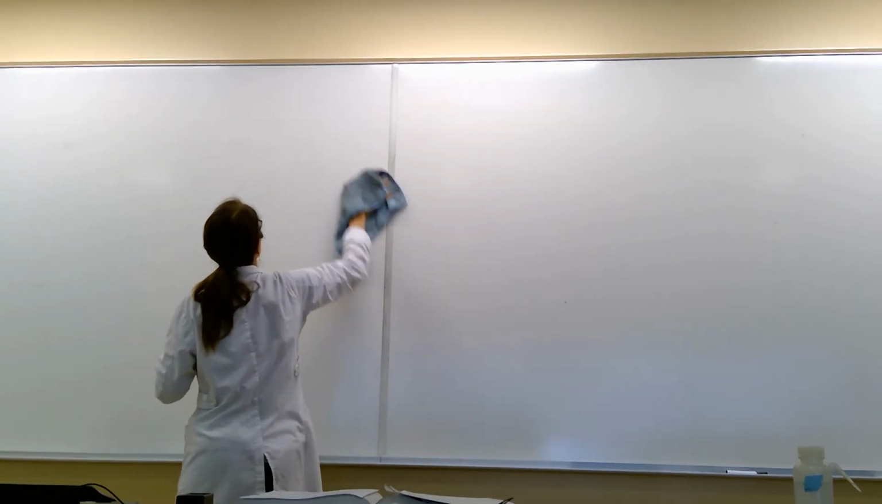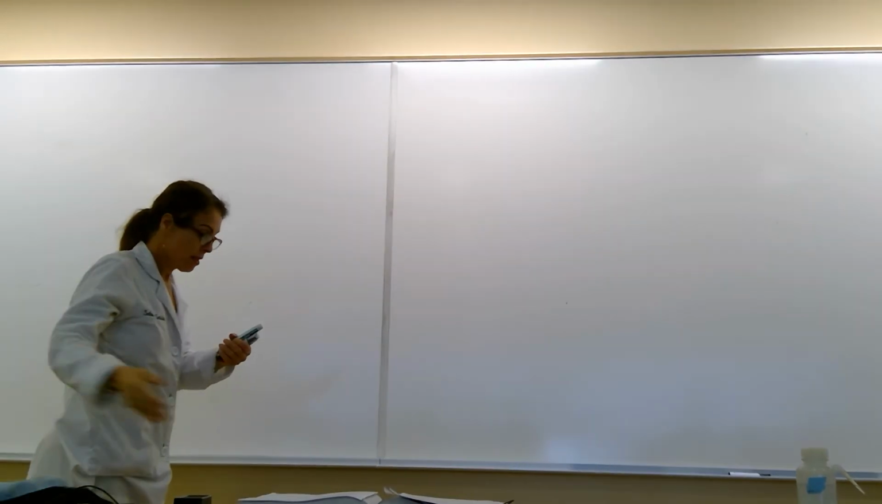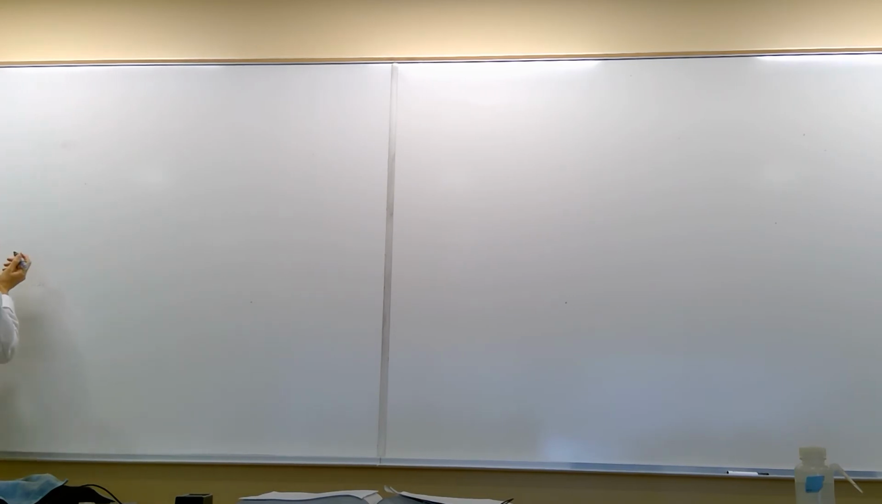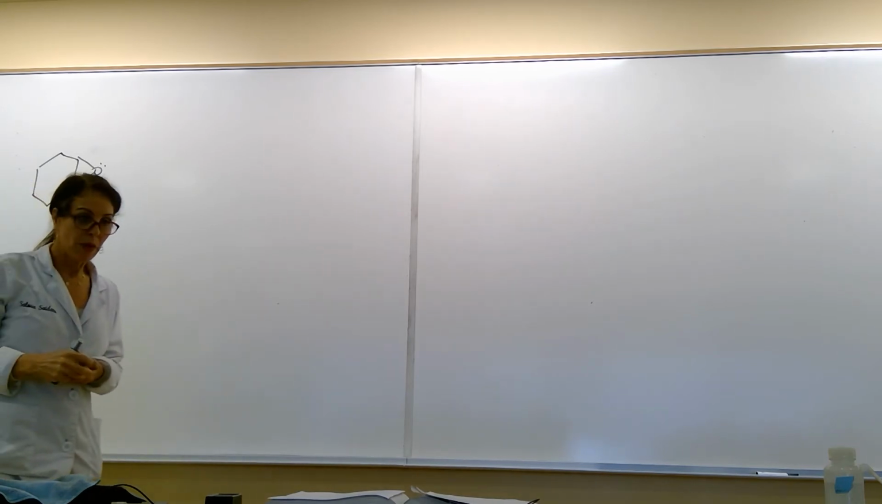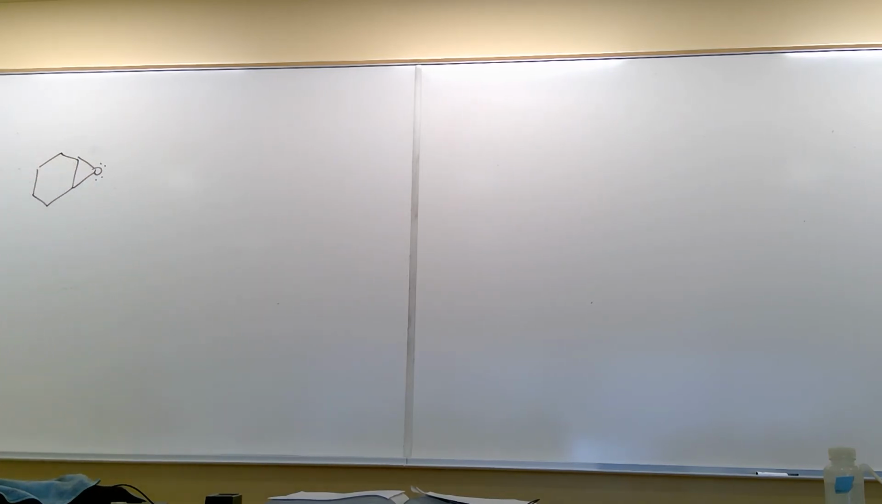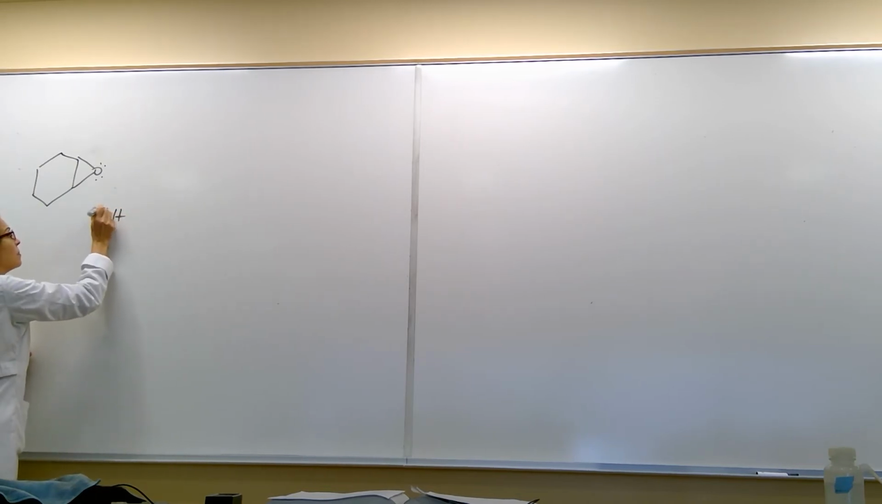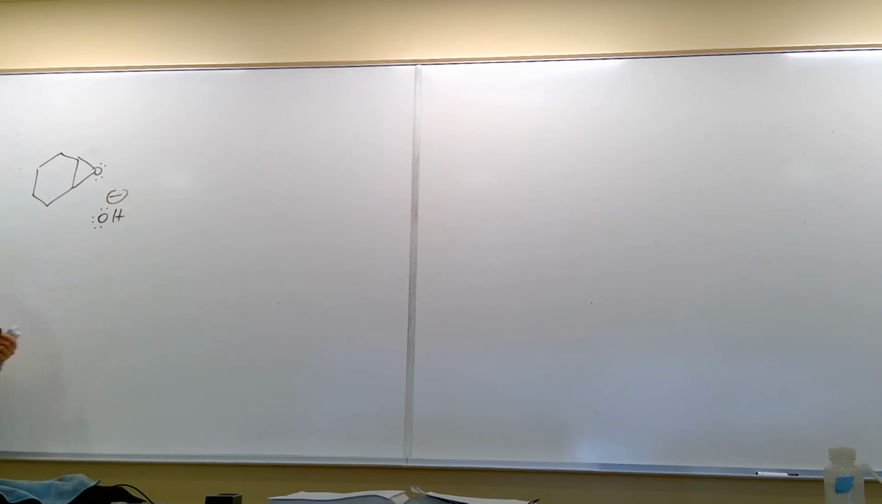Okay, so let's see. I have this epoxide that's attached to a ring. Okay? So let's say I bring OH minus. This is my nucleophile. And I picked something here that doesn't have any ambiguity.